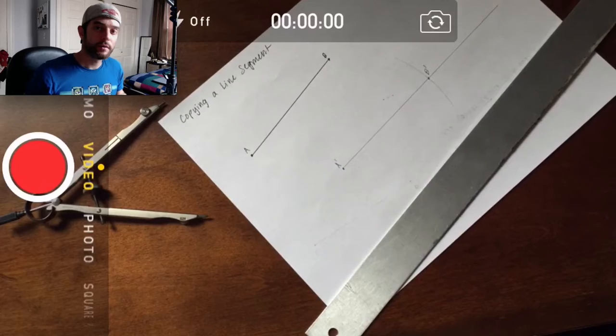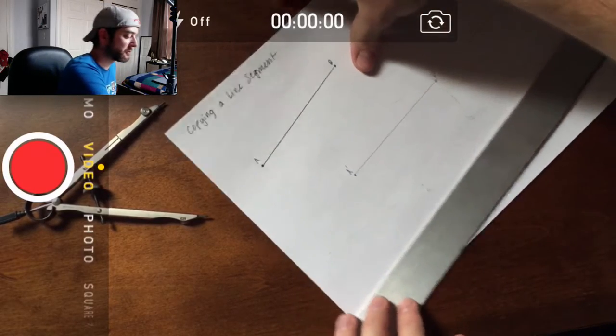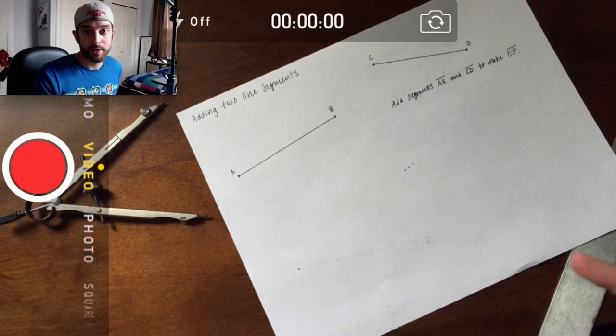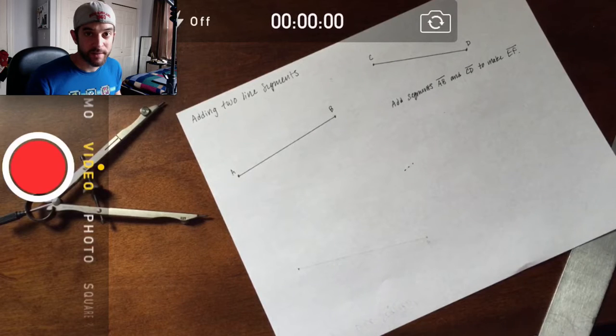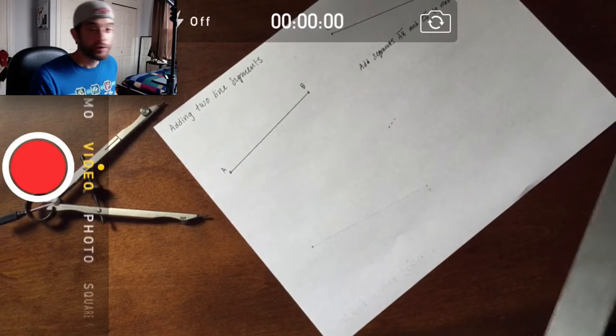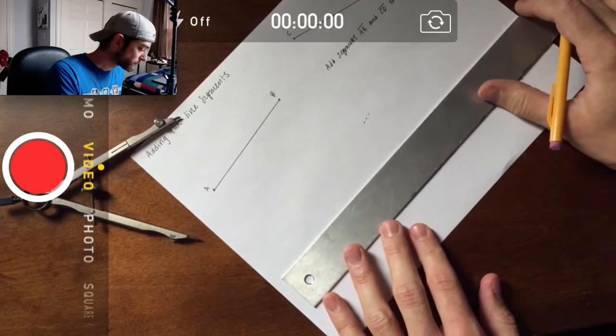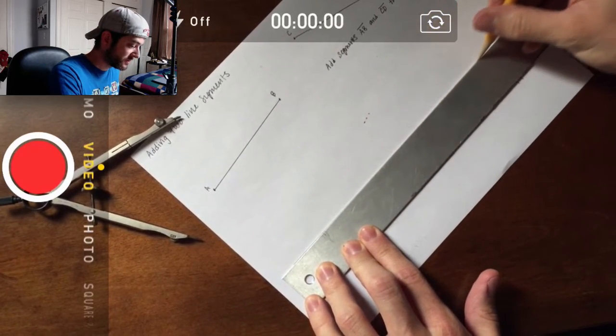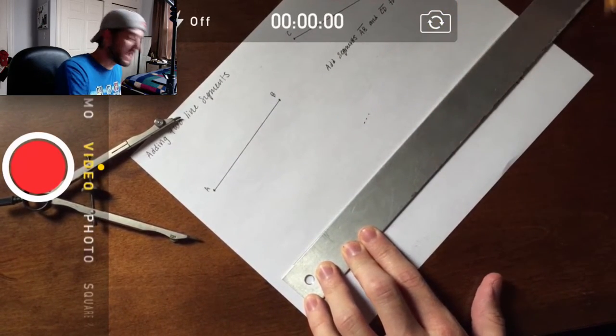Now one application that this is used for is adding line segments. So here I'm going to take line segments AB and CD and combine them to make a new line segment EF that is the total length of these two different line segments. So again, the first thing I'm going to do is draw a line segment that is longer, or at least I think is longer, than AB and CD combined.